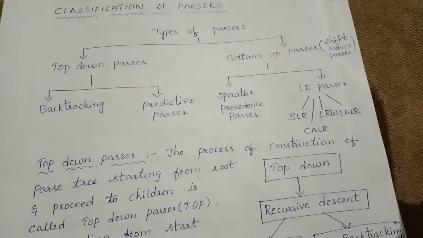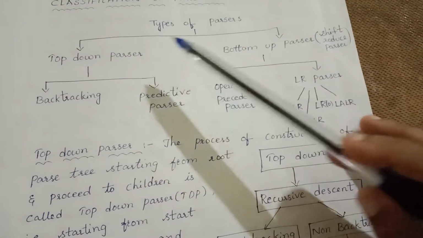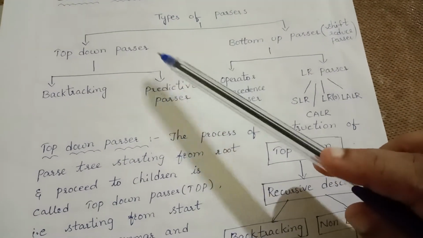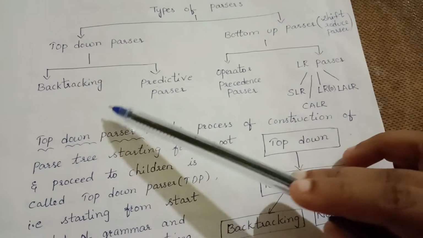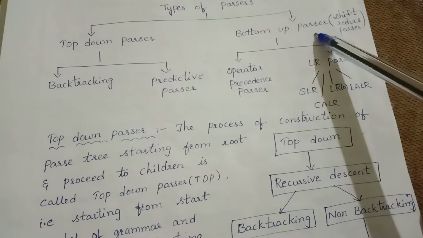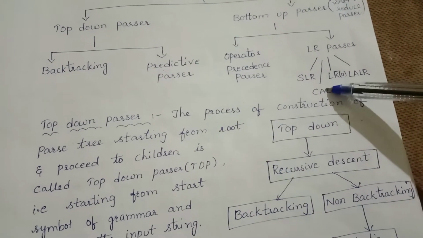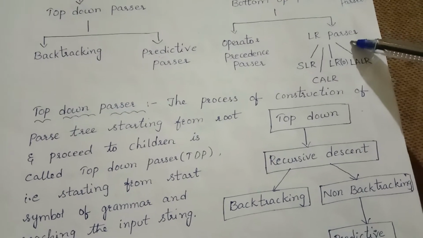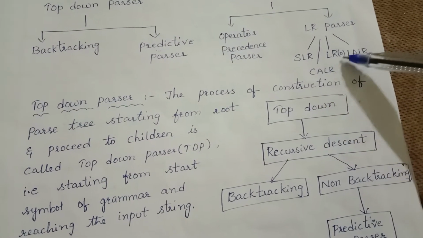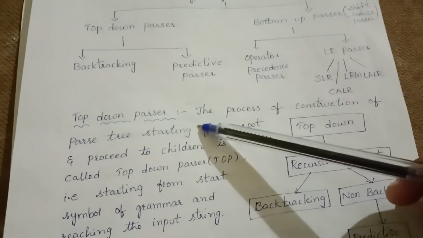Classification of parsers. Parsers are mainly divided into two types: top-down parser and bottom-up parser. Top-down parser is again subclassified into backtracking and predictive parser. Bottom-up parser is classified into operator precedence parser and LR parsers. And LR parsers are again subdivided into SLR, CALR, LR and LALR. So let's start discussing top-down parser.